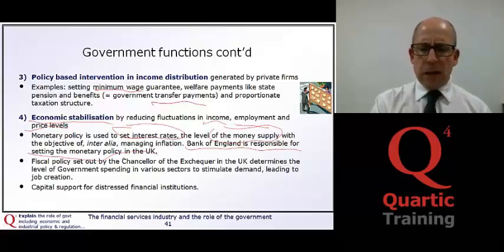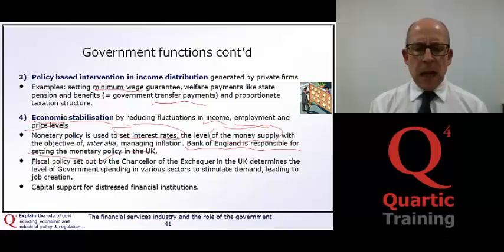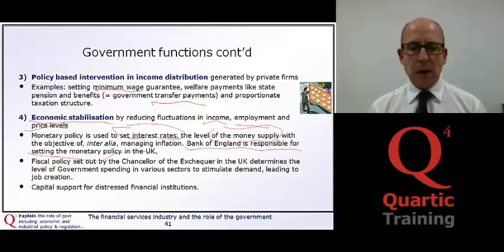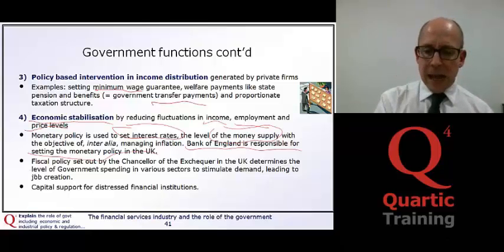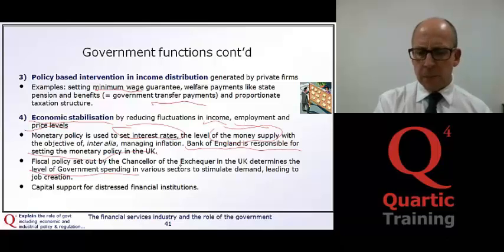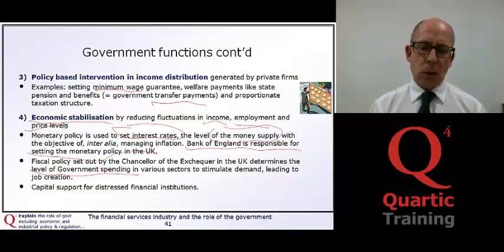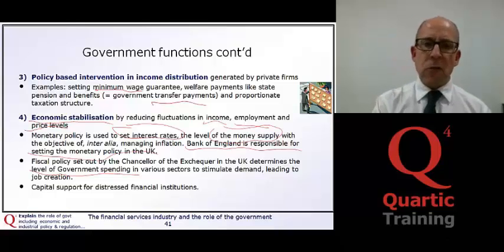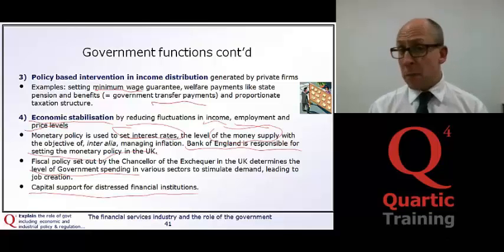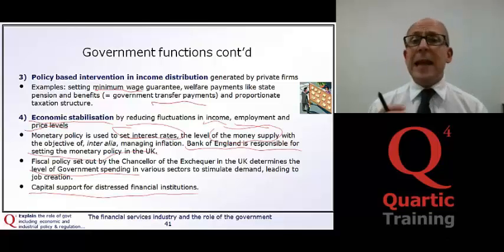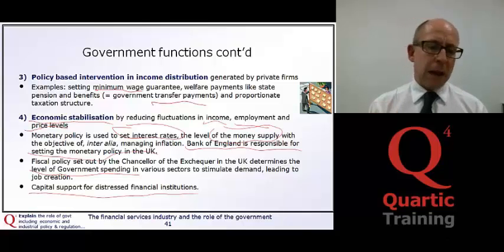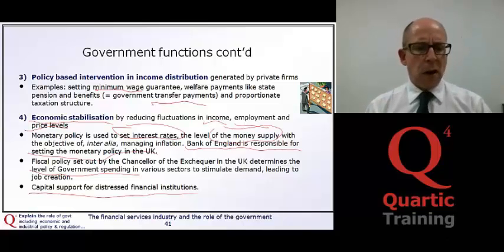The fiscal policy is really determined by the Chancellor of the Exchequer, and this really determines two things. One is the level of taxation on one hand, and on the other hand, it's the level of government spending. So this may well be used in a recession, for example, to stimulate demand in order to try to get the economy to start growing again. And of course, we've seen recently in the 2008-2009 crisis that both in the United Kingdom and in the United States, governments have intervened to bail out banks and other institutions that have run into trouble.